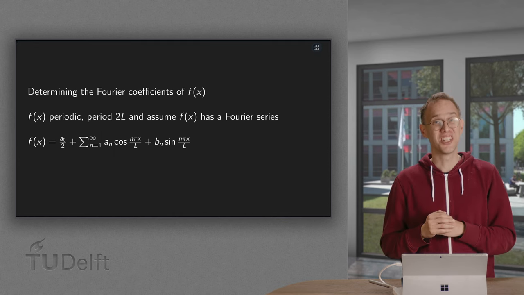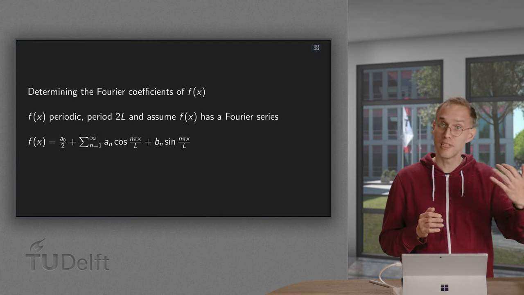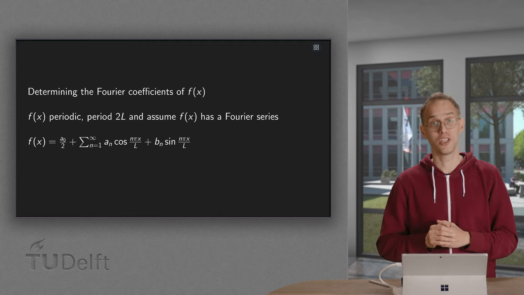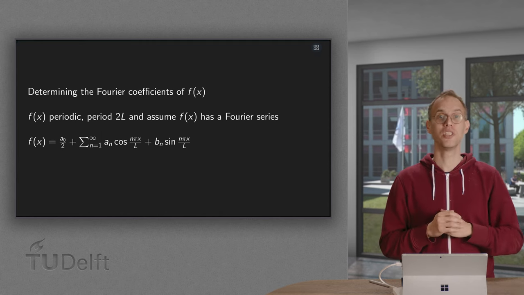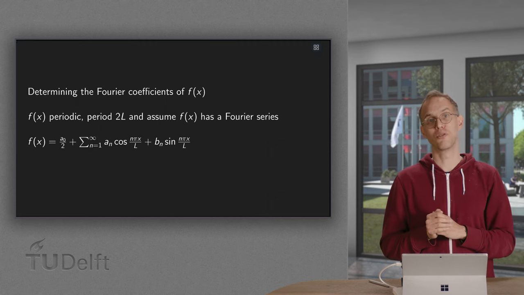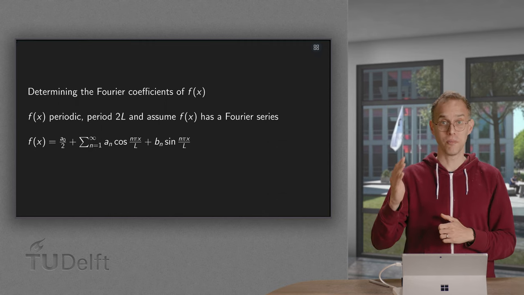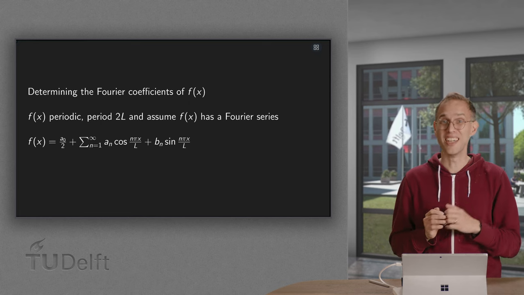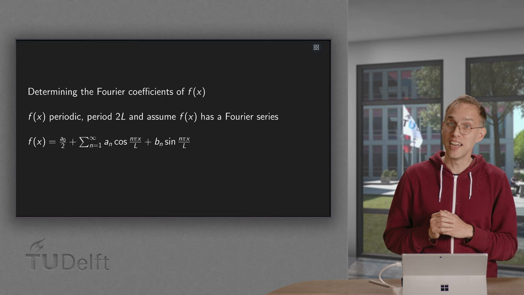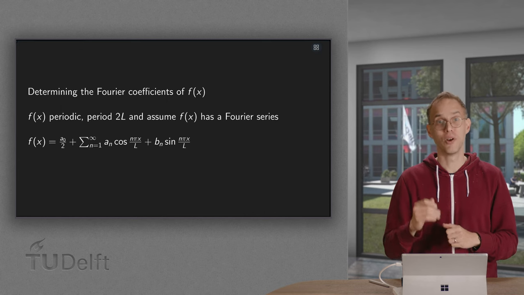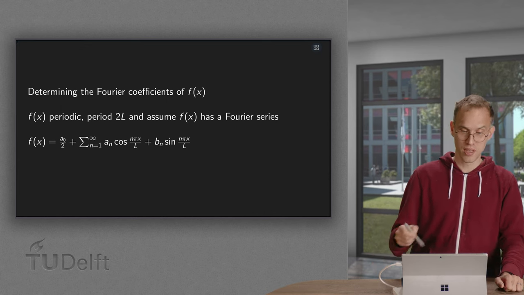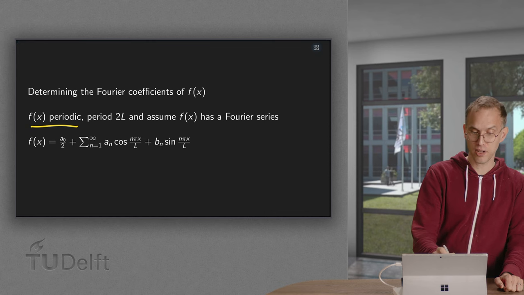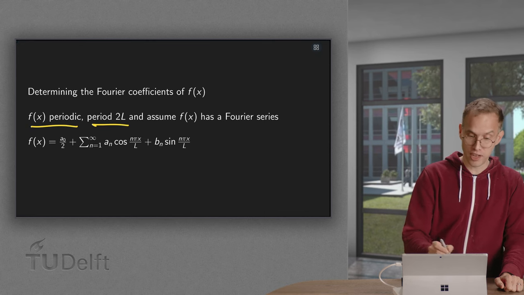Actually, this is the same strategy we followed back in calculus when we looked into Taylor series. First we found coefficients, and then later we looked into convergence questions. So, how are we going to find these coefficients? Well, just as in the Taylor case, we have a really nice and easy trick for that, as you will learn in this video.